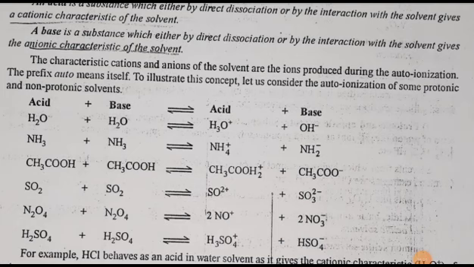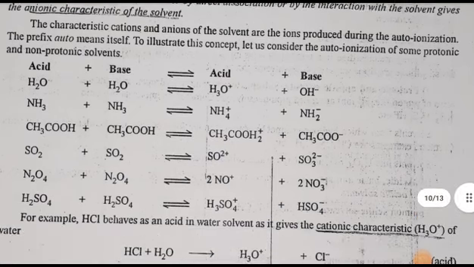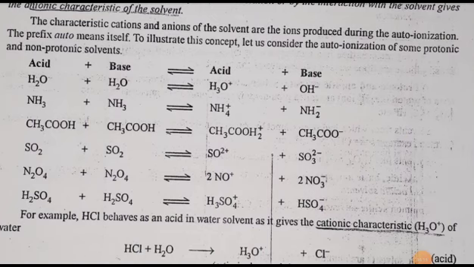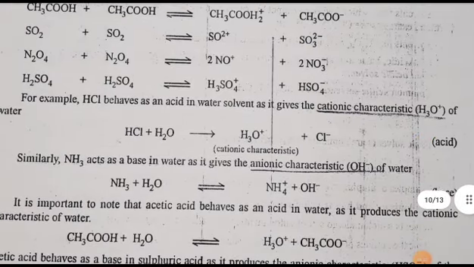The prefix auto means itself. To illustrate this concept, let us consider the autoionization of some protonic and non-protonic solvents. Acid plus base gives acid plus base. H2O plus H2O gives H3O positive plus OH negative. H2SO4 plus H2SO4 gives H3SO4 positive plus HSO4 negative.